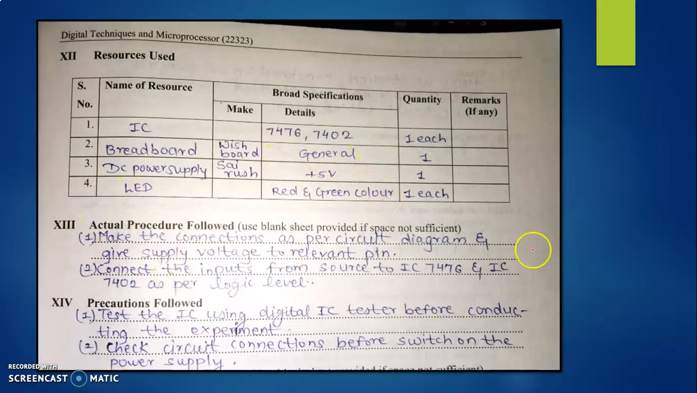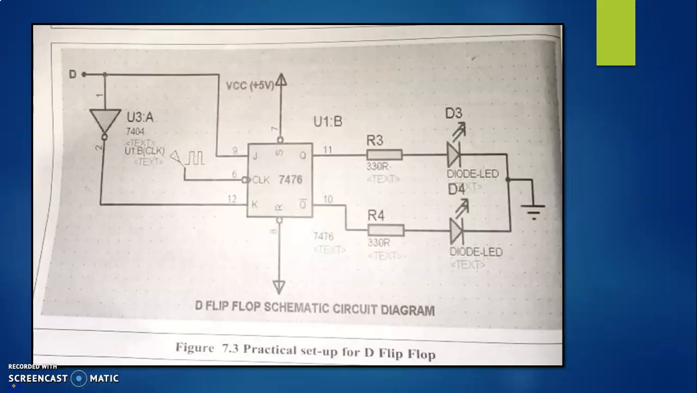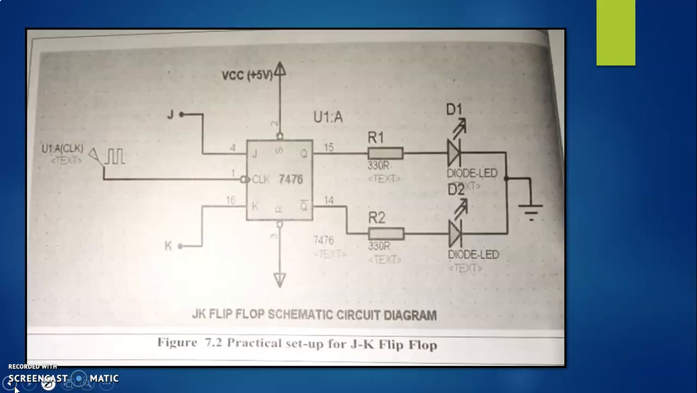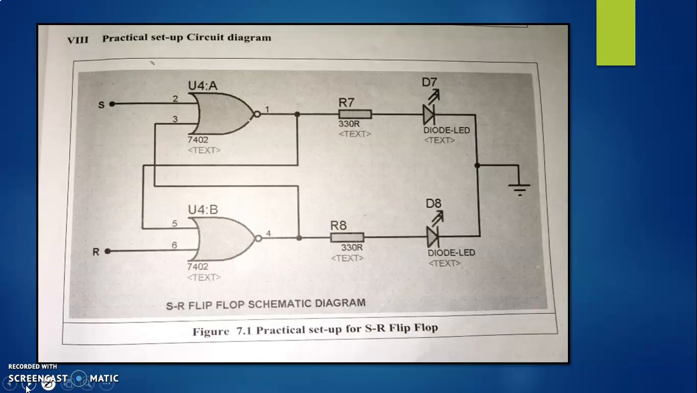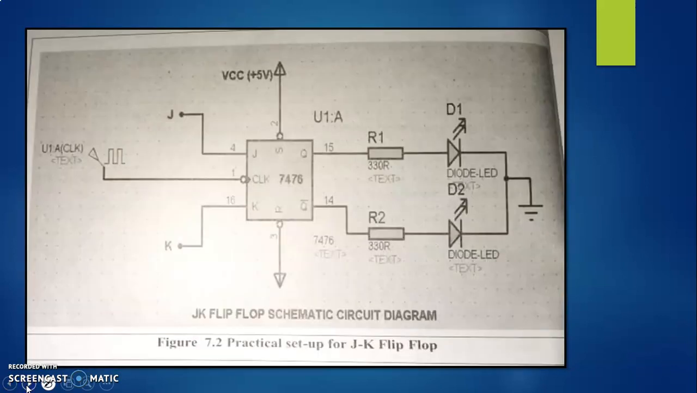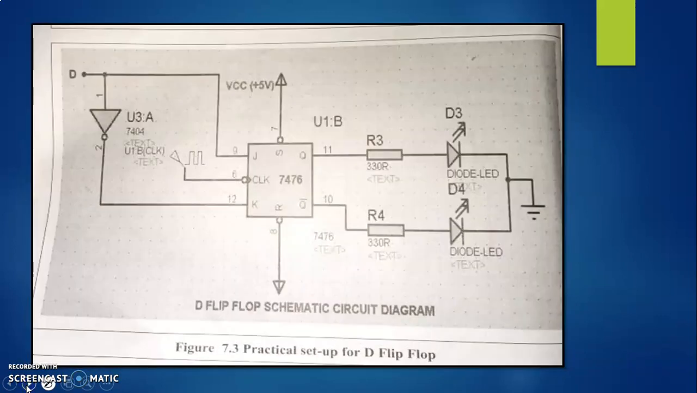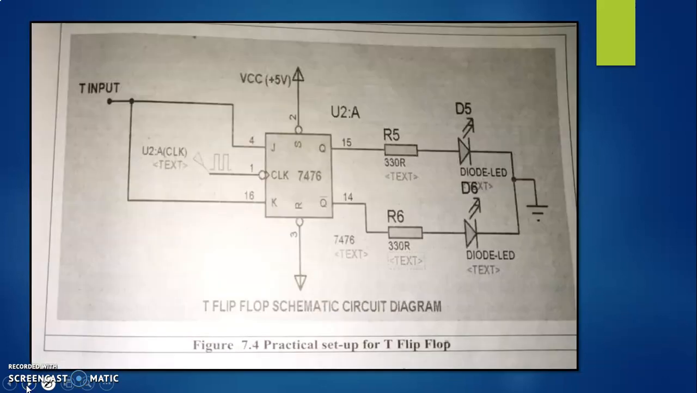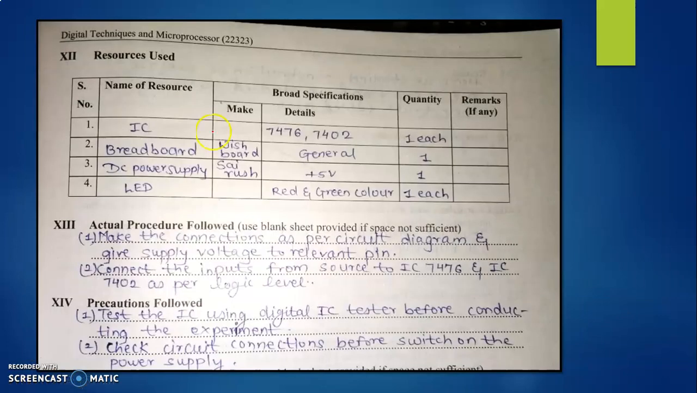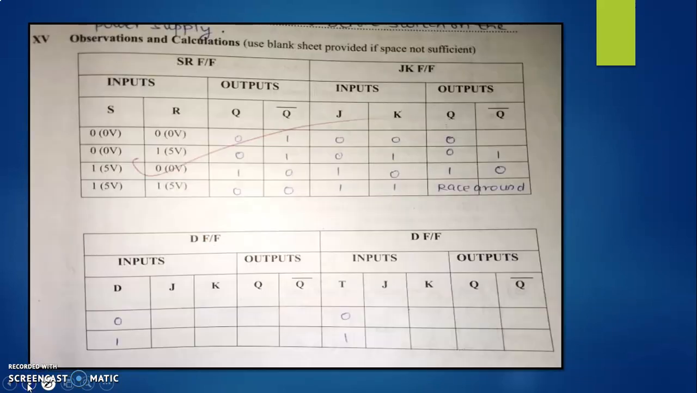Depending upon that, JK flip flop and the practical implementation, you can see in the previous one, this is for the SR flip flop, this is for the JK flip flop, this is for the T flip flop, and this is for the D flip flop. This is a setup. On this you can set up the practical and you have to test the IC. Finally you will get an SR flip flop.